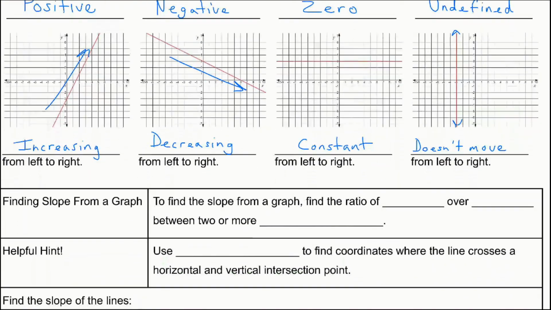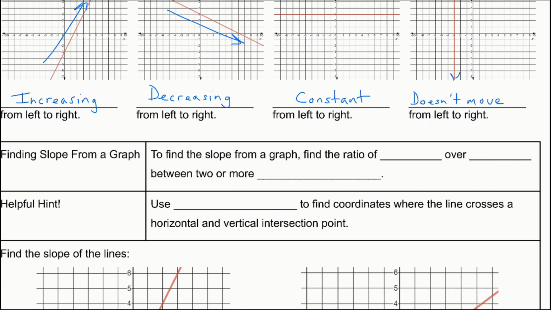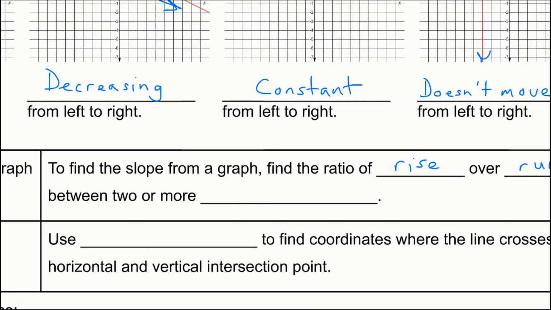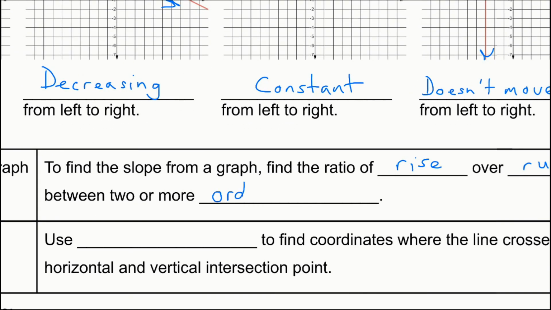If you are finding slope from a graph, you're going to find the ratio, which remember is a fraction, of your rise over your run between two or more ordered pairs. Remember the ordered pairs, those are your x and your y.